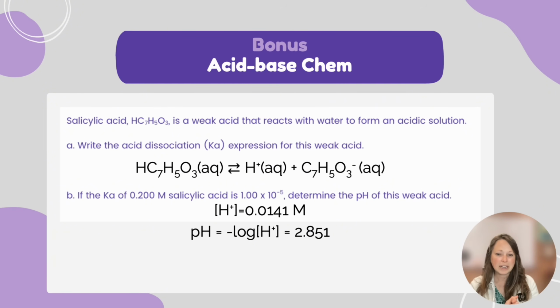We then use that given Ka value to solve for that X, which is the H plus concentration. So the H plus concentration is 0.0141 molar. Plug that back into our pH equation, and we get 2.851.